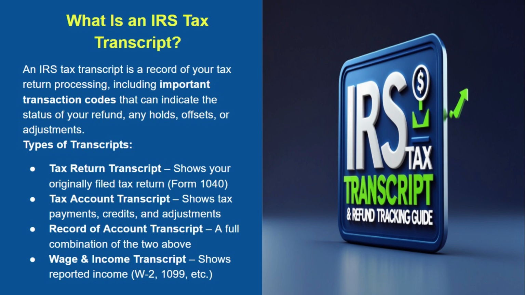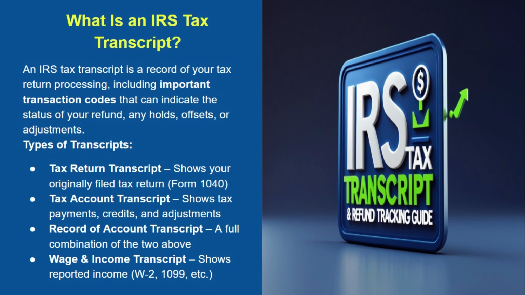Now, you mentioned that there are actually different types of tax transcripts. Yes, that's right. What's the difference between those, and which one is the most helpful if someone is trying to, say, track their refund status? So there are four different types. You've got the tax return transcript, the tax account transcript, the record of account transcript, and then the wage and income transcript. Wow, so many options. Yeah, each of them provides a different level of detail for different purposes. But when it comes to tracking that refund, the one you really want to focus on is the tax account transcript.